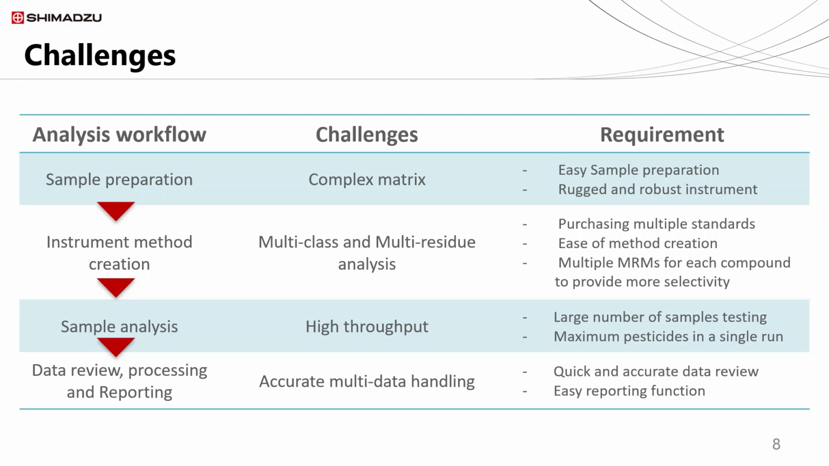In terms of sample analysis, to improve the throughput, there is always a requirement for analysis of a large number of samples. At the same time, there should be a maximum number of pesticides in a single run. After analysis is finished, it is always challenging to review the big data which is acquired, as well as to process data and to make a meaningful report. So the biggest challenge is to create and handle the big data which is acquired. So we need to have a quick, accurate data review as well as an easy report function.